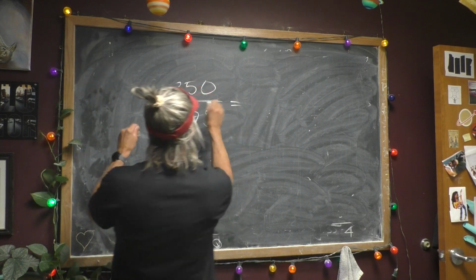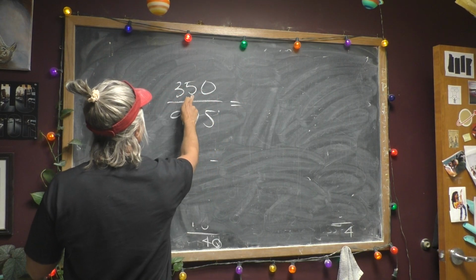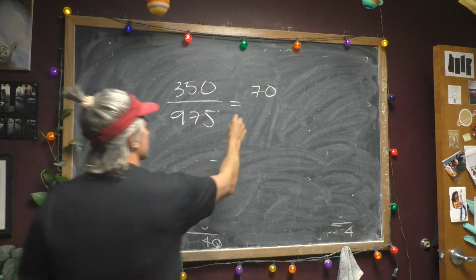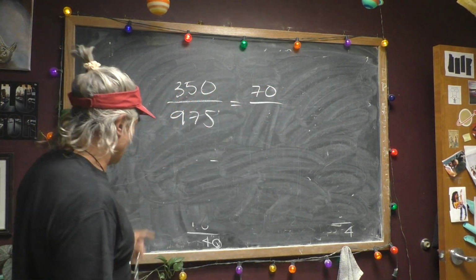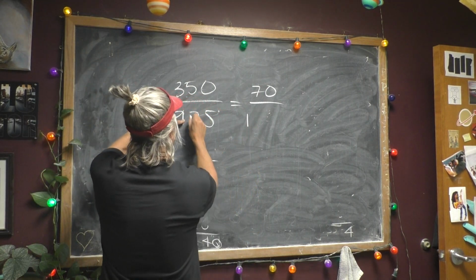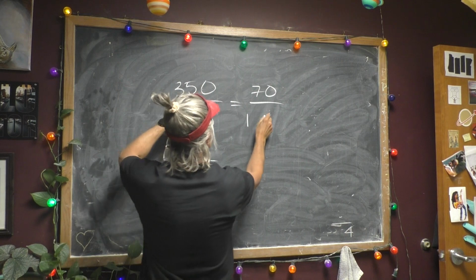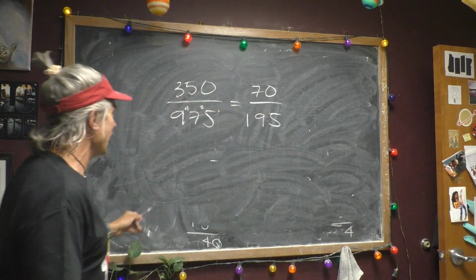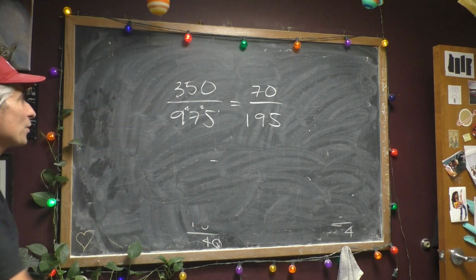So I know 5 goes into both of them. 5 goes into 35 7 times. So 5 is going to go into 350 70 times. Okay, so that's that so far. I'm going to try, 5 has to go into this one. So 5 into 9 goes once, carry the 4. 5 into 47 goes 9 times, carry the 2. Okay, 195. Okay, so 5 can go into these numbers again.